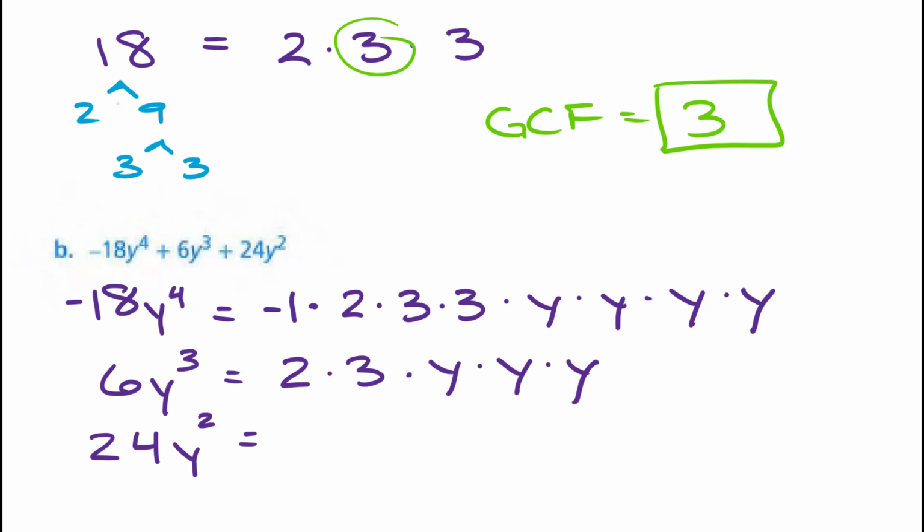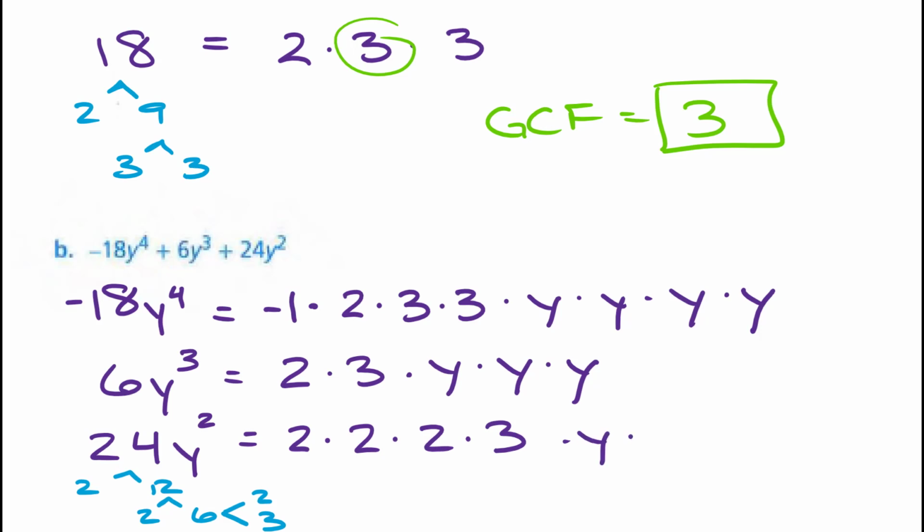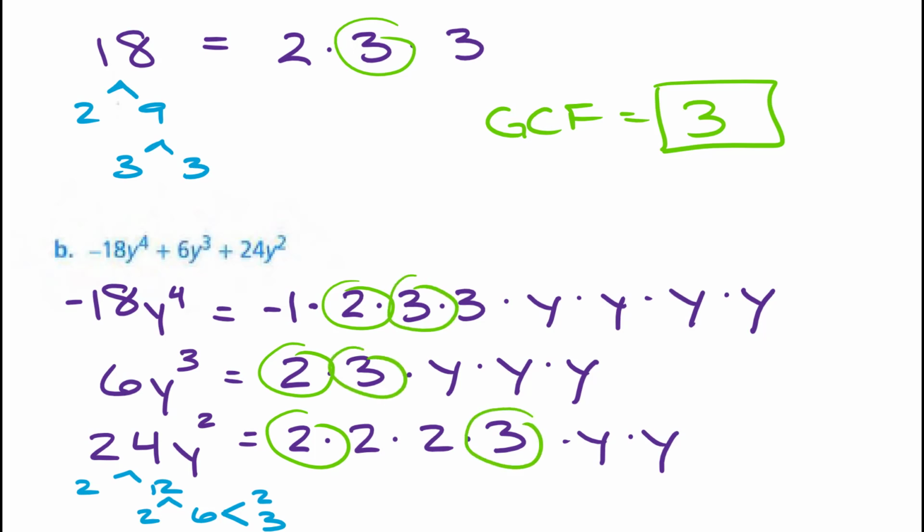My 24, this one you might need to do a factor tree. We have a 2 times 12, and then 2 times 6, we'll go sideways, and a 2 times 3. So for my 24, I have 2 times 2 times 2 times 3, and then 2 y's. Just like before, I'm looking for what all three terms have in common. So it looks like each term has a 2, each term has a 3, no more 3's or 2's to share, and then for the y's, my y squared is the smallest number of y's, but all terms have at least 2 y's.